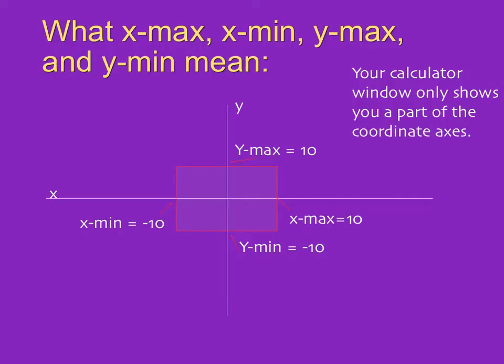Okay, so what do these numbers mean? Well, the standard view that your calculator gives you is an X-min of -10 and X-max of +10. So on the X-axis, we can see a width that spans from -10 to +10. And on the Y-axis, we can see from a lower bound of -10 to an upper bound of +10. So it's specifying where on the axis your calculator's window is looking.